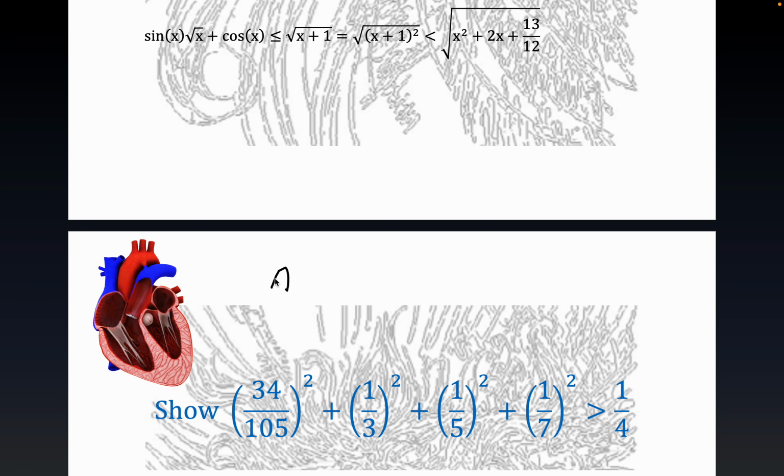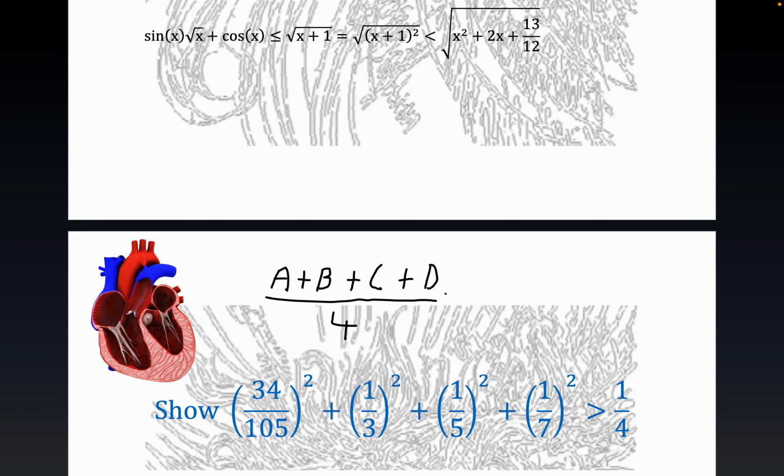I originally tried the AM-GM inequality on this. It seemed natural. It seemed like it would work. Let me write down what it is for this case. If you have real numbers A, B, C, D, I think they need to be positive real numbers, add them up and then divide by 4. This is the 4 variable version of the arithmetic mean geometric mean inequality.